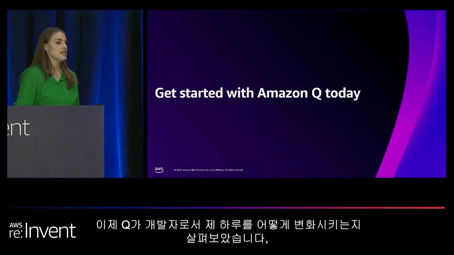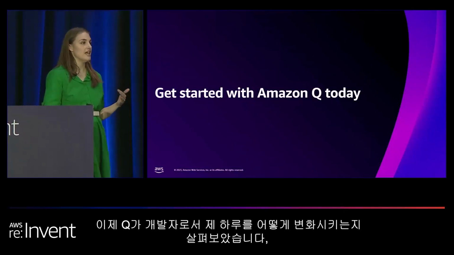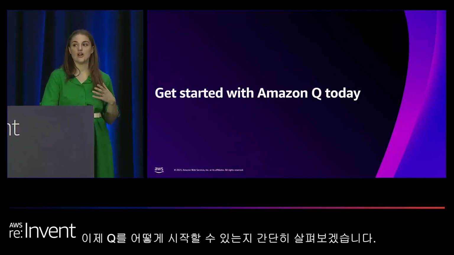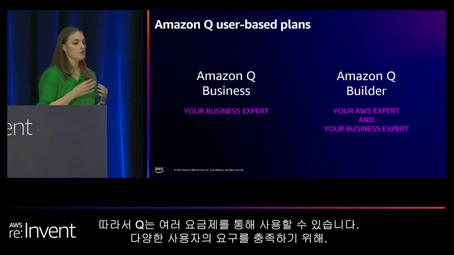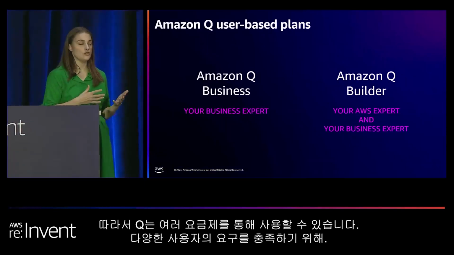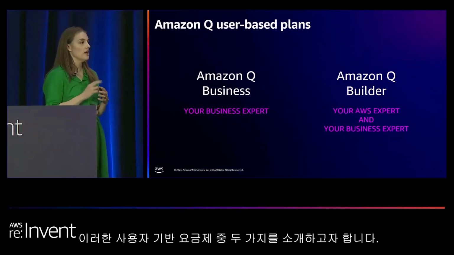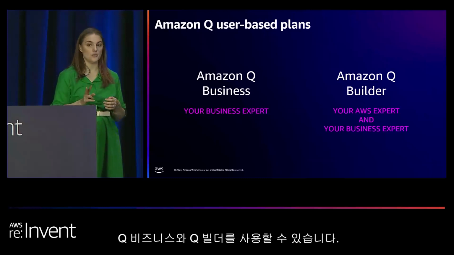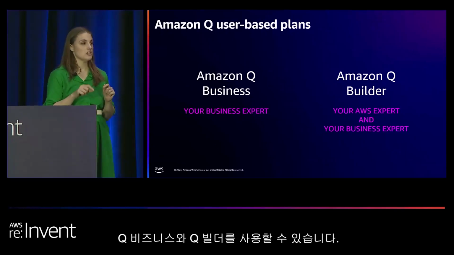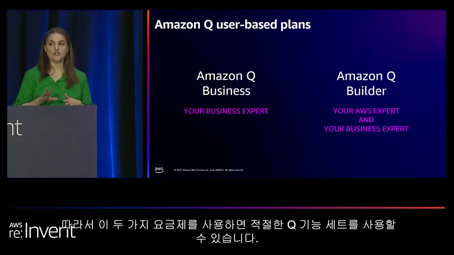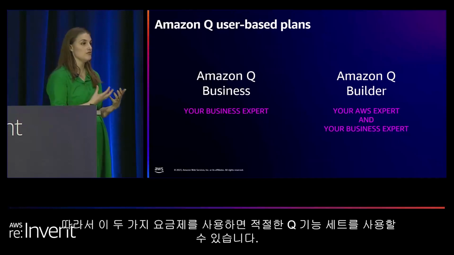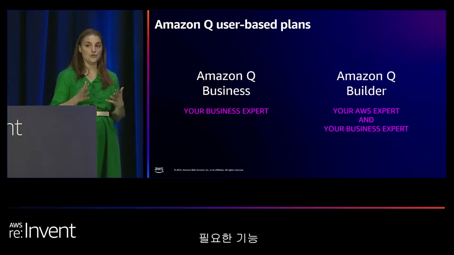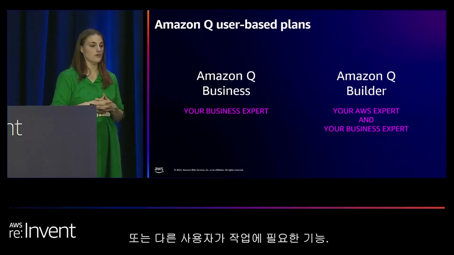So now that we've seen how Q changes my day as a developer, let's take a quick look at how you can get started with Q. So Q will be available through multiple plans to meet the needs of different users. And I wanted to call out 2 of these user-based plans that will be available, Q Business and Q Builder. So these 2 plans enable you to get the right set of Q features and capabilities that different users need for your work.